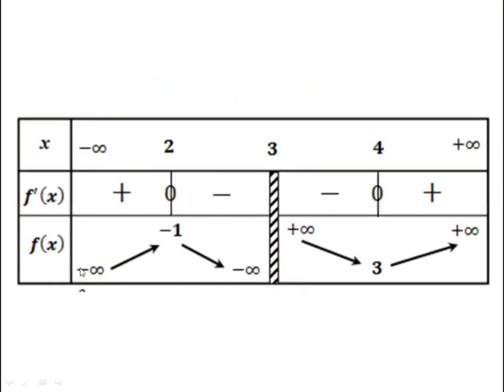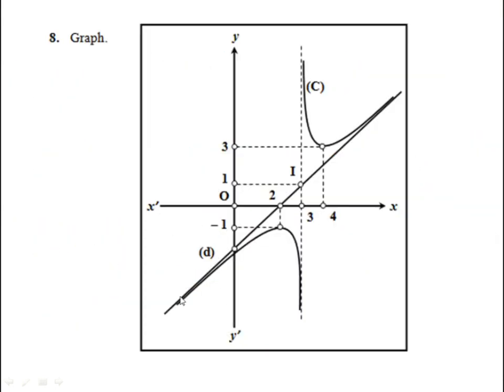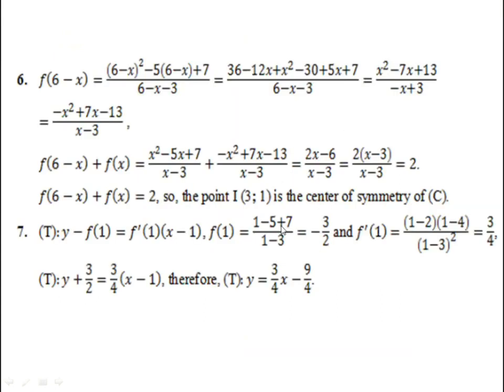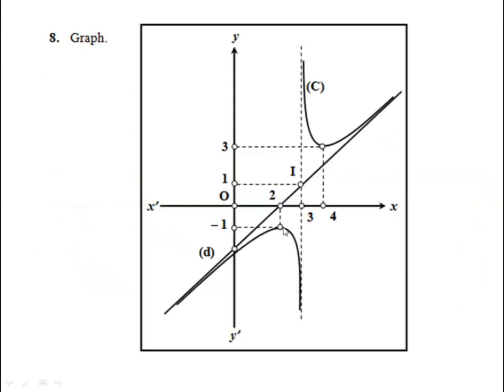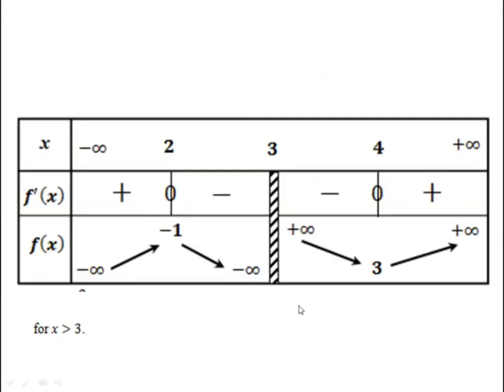We have to start with minus infinity, and go up to the point (2, minus 1). So we will start from here, minus infinity at x and minus infinity at y, and then go up to the point (2, minus 1). Then after this point, we will start decreasing to minus infinity before 3. So we decrease until minus infinity here before 3.